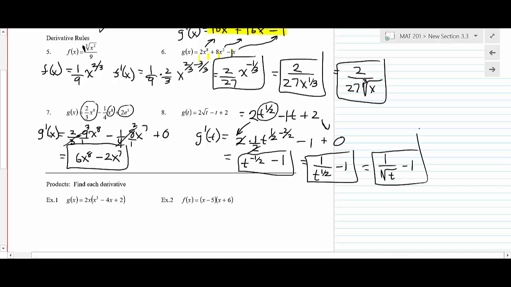And that's good enough. There's things you could do. You could get a common denominator and put that together, but you don't have to. Okay? Those are just what you need to know to deal with the radicals. Okay? All right, so is that going okay?